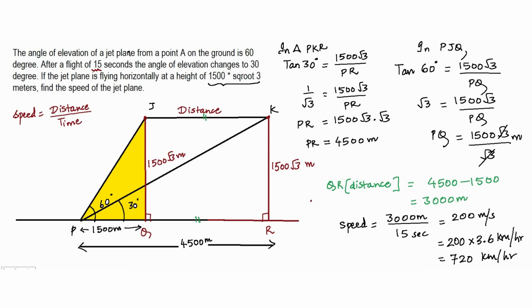Moving on to the next question. From the top of a cliff 75 meters high, the angle of depression of the top and bottom of a tower are observed to be 30 degree and 60 degree respectively.